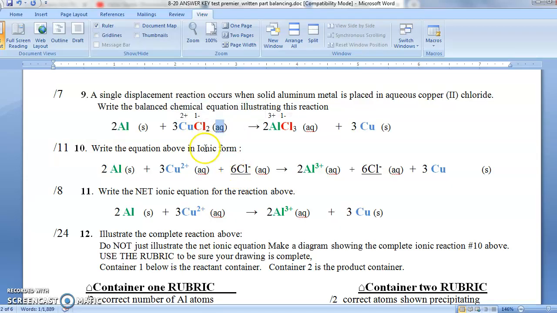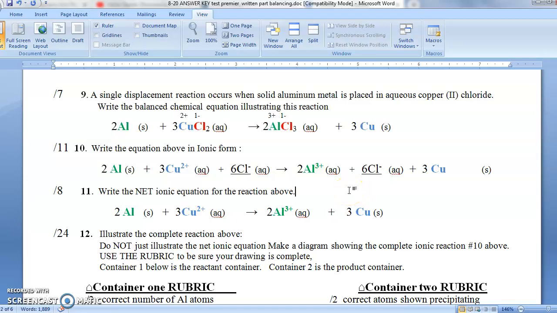Aqueous means that water has pulled them apart. So pull them apart. 3 times coppers, all 2 plus. We have 3 times 2, that's 6 Cl minuses floating around in solution. Over here, there's our 3 coppers. But they're no longer charged. We still write them in an ionic form. Ionic form, though, just means we're pulling apart the aqueous solutions. So we have 2 Al3 pluses. There they are. We still have 2 times 3 is 6. We still have 6 Cl minuses. There they are. That's the equation written in ionic form.